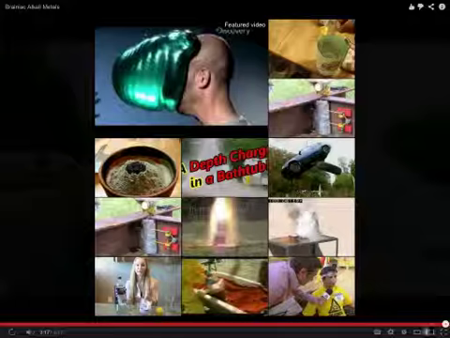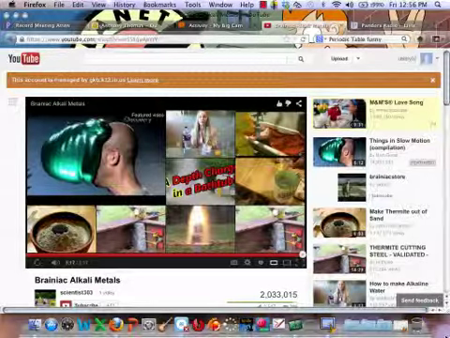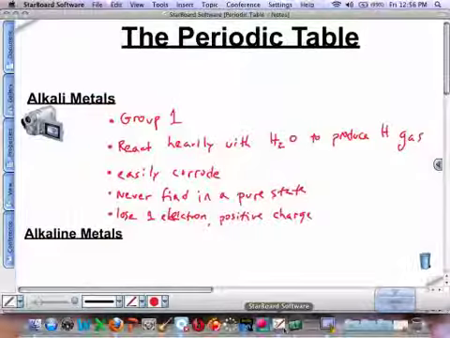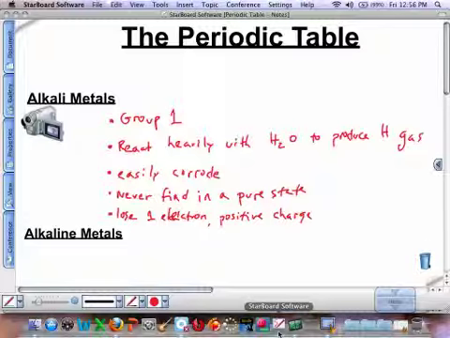There we go. I love that. Click on the balloon. It's a slow-mo guy. Alright, so, alkali metals readily react with water. You get a release of hydrogen gas. Bad things happen. We get a big explosion. That's your alkali. Alright, who had alkalines?